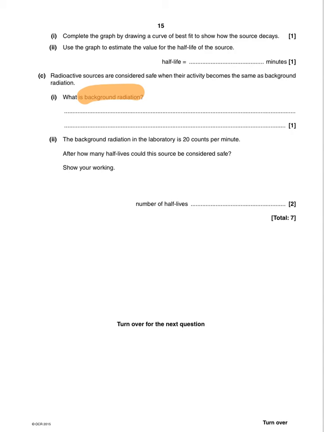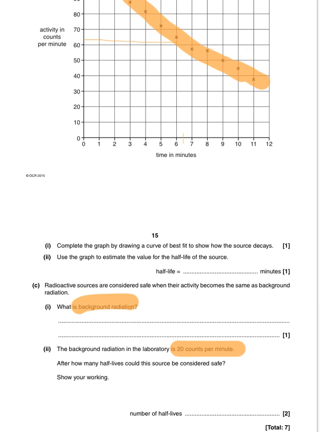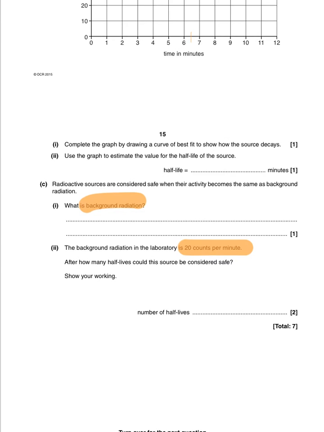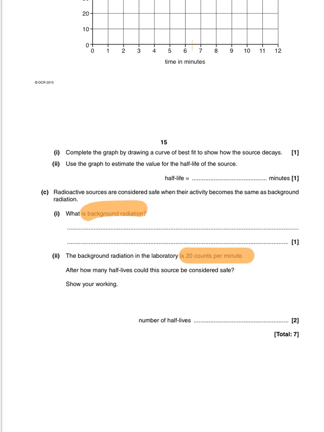And then we get a question about calculating half-life. So the background radiation in the laboratory is 20 counts per minute. After how many half-lives could this source be considered safe? Okay, so we'd go back to our graph, and find out how long it takes to get to 20 counts per minute.